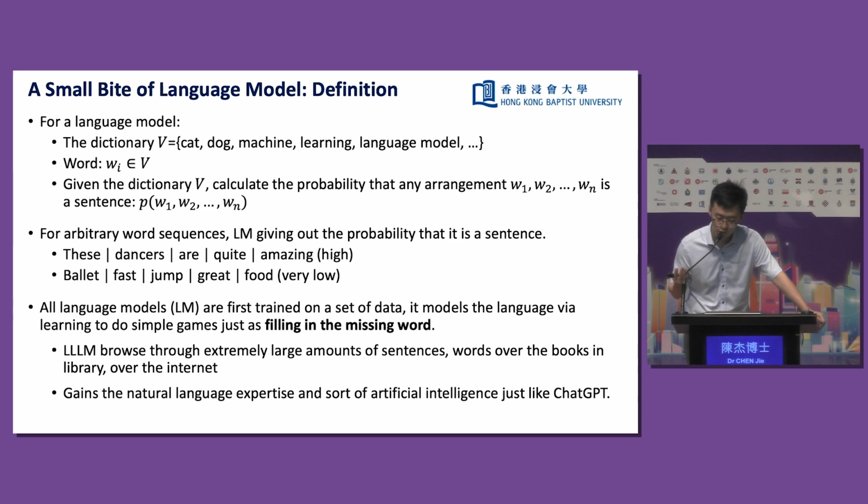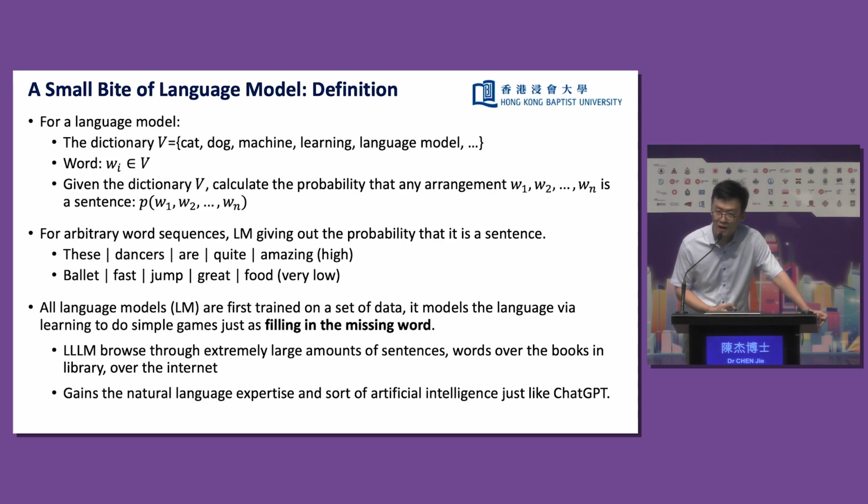And large language models just go through extremely large amounts of sentences and words over books and in the library, and over the sentences on the internet. And after this long period of learning, they will gain natural language expertise and a sort of artificial intelligence, just like ChatGPT.